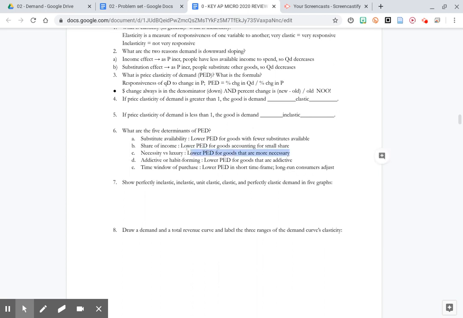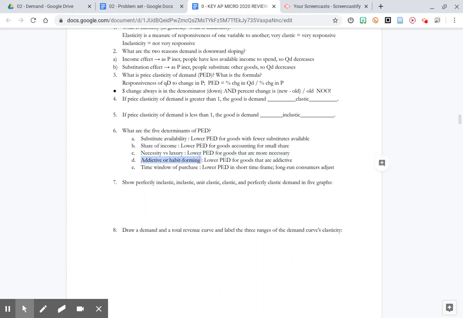Necessity versus luxury. This is the idea that if the good is a needed product, you absolutely have to have it. Toilet paper, another good example. Then you don't really change how much you buy when you have a price change. So again, they're not very responsive, it's low PED, it's inelastic. Fourth, addictive or habit forming.